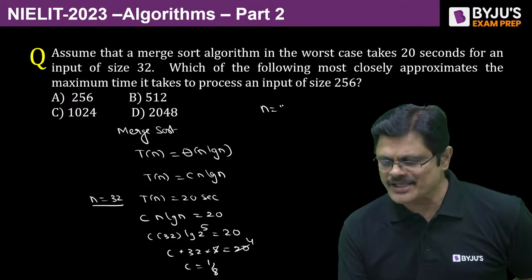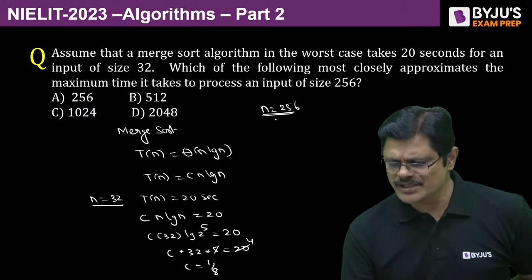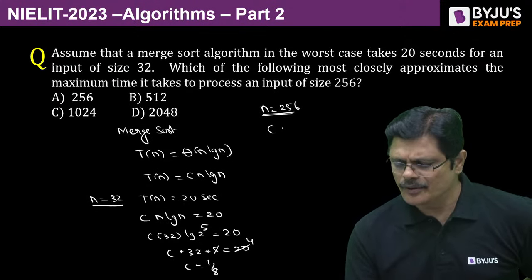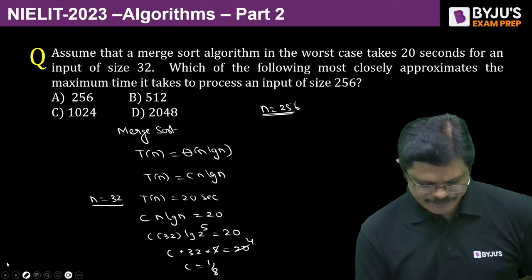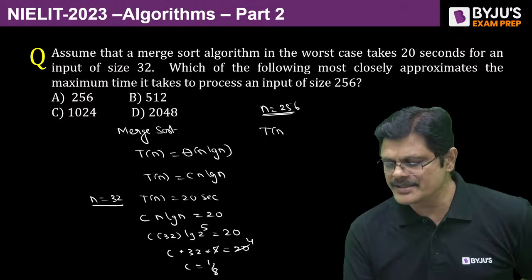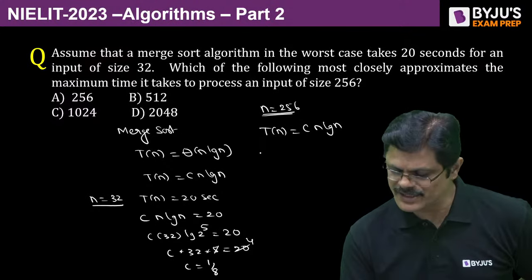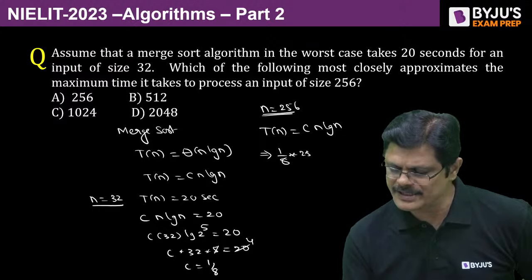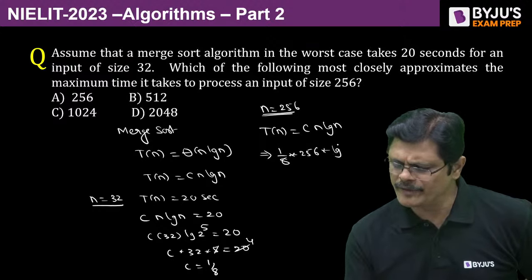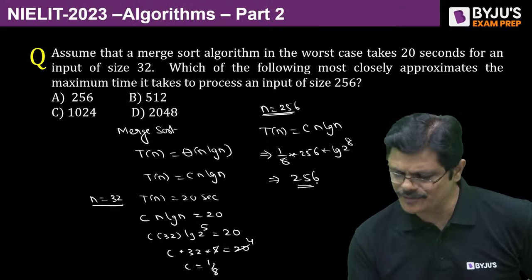For input of size 256, what happens? Just use C into 2, that is Tn. We need to find Tn. Tn is equal to C into n log n, which is nothing but C, that is 1 by 8, into 256 into log 256, which is nothing but 2 power 8. The 8 cancels and you are going to get the answer 256.